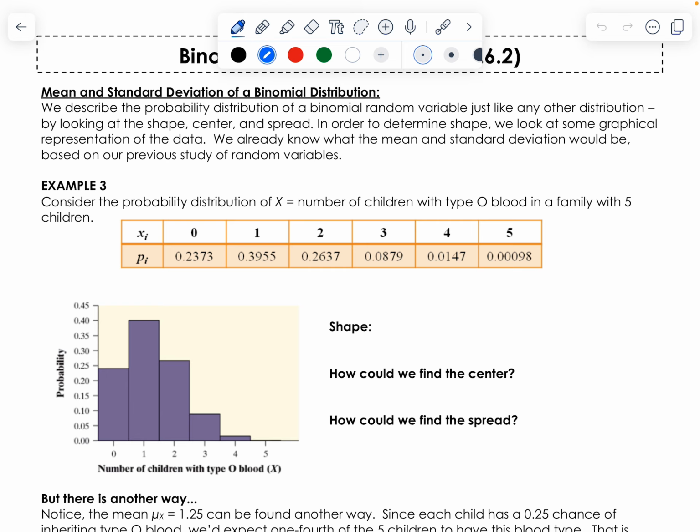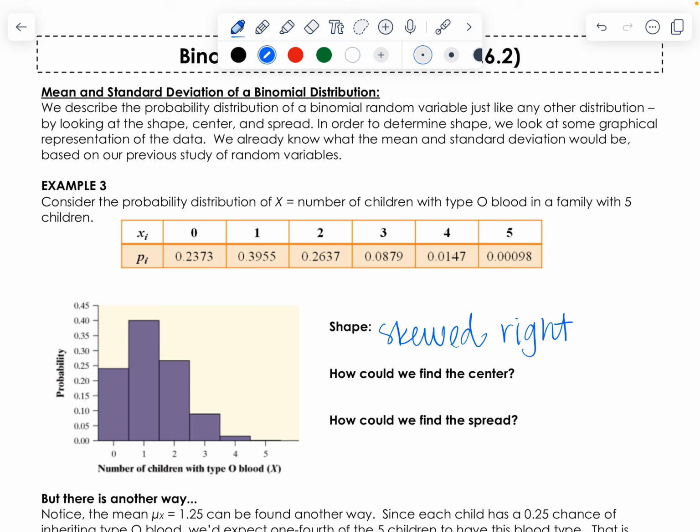All right. Then we have our probability histogram. Based on the histogram, I want you to be thinking about the shape, right? Obviously not a symmetric shape. In this case, it is skewed, with a tail that is on the right. So this is skewed to the right.